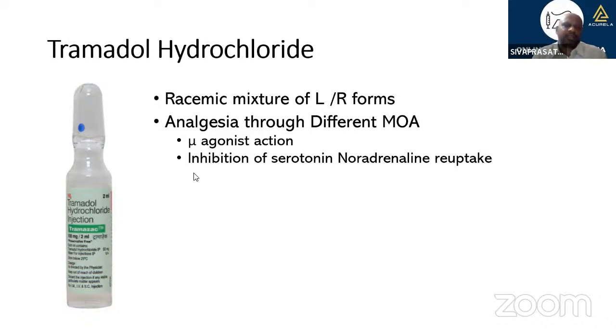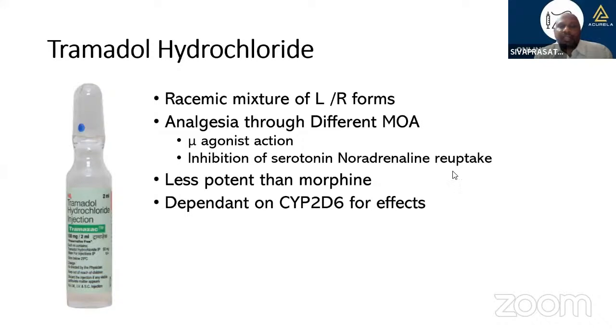The other part is through the inhibition of serotonin and noradrenaline uptake. So the different characteristic of tramadol is that it's a very good analgesic, and because of the noradrenaline and serotonin reuptake inhibition, it can also produce some amount of antidepressive effect, and it can elevate the mood. So though it is less potent than morphine, the analgesic effect because of these two mechanisms is very good.